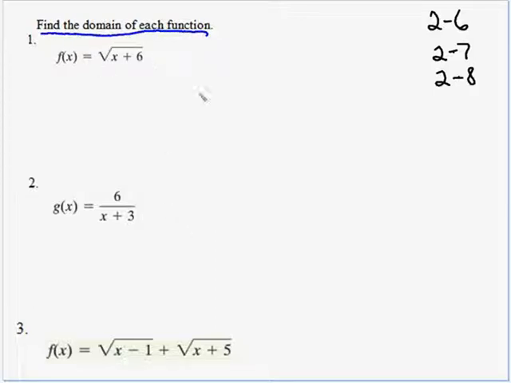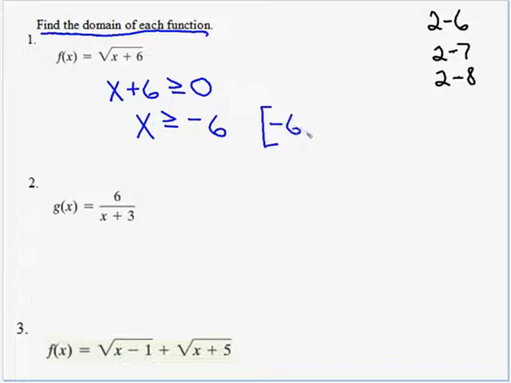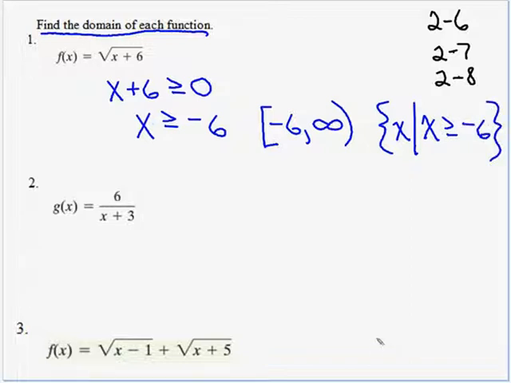So in the first one, we have a radical. Of course, to find the domain, we want what is under the radical to always be positive, or greater than or equal to 0. And I will subtract 6 from each side. X must be greater than or equal to negative 6. That's good for the domain. You could also write it as bracket negative 6 comma infinity. Or if you like set builder, you could write the set of all x such that x is greater than or equal to negative 6 would also work.